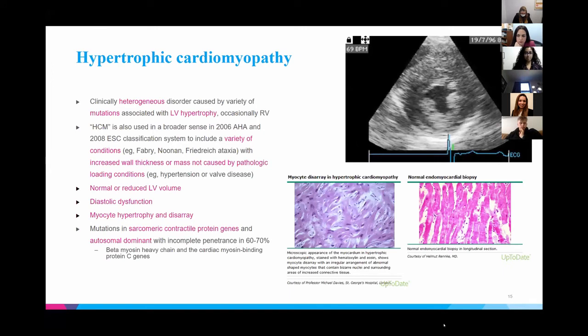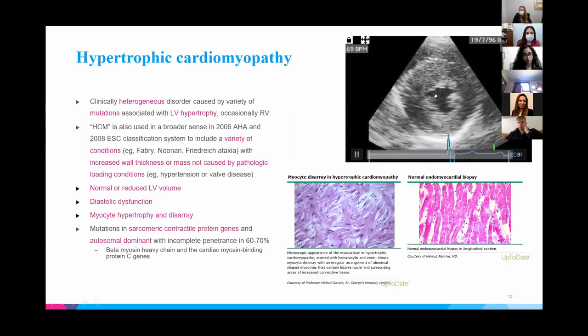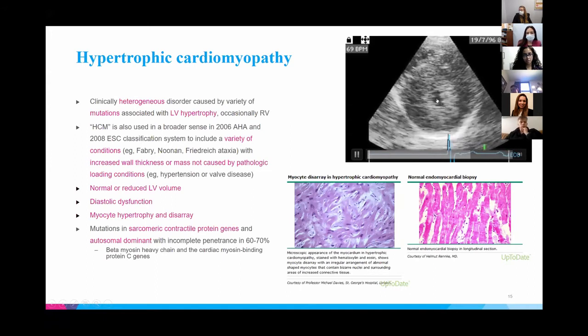And mutations in the sarcomeric contractile protein genes are autosomal dominant with incomplete penetrance in most cases. So this would be in the beta myosin heavy chain and cardiac myosin binding protein C genes. So again, we do refer patients with hypertrophic cardiomyopathy for genetic testing as well. And you see almost cavity obliteration when the heart muscle contracts because the walls are so thick.